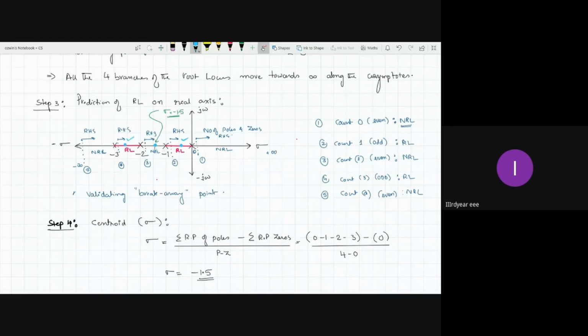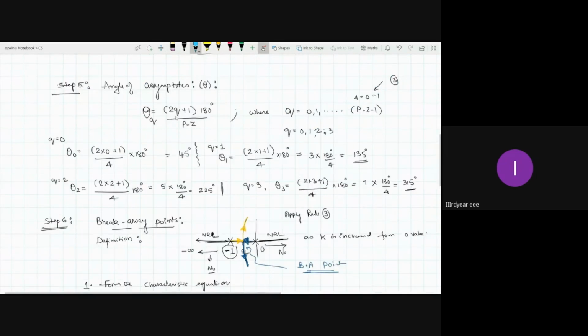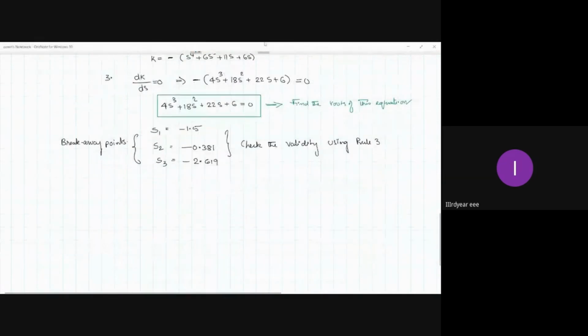You look at the second point. The second point, whose value is minus 1.5, is getting placed in the NRL section of the root locus. So straight away you can say that the breakaway point located at negative 1.5 is an invalid breakaway point. You're following? Can I get a quick yes or no? Yes, sir. Okay, so invalid. Valid. Valid.